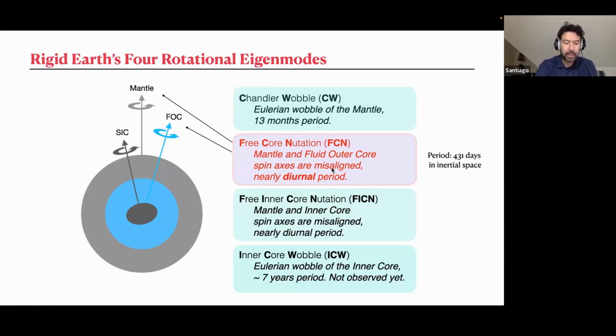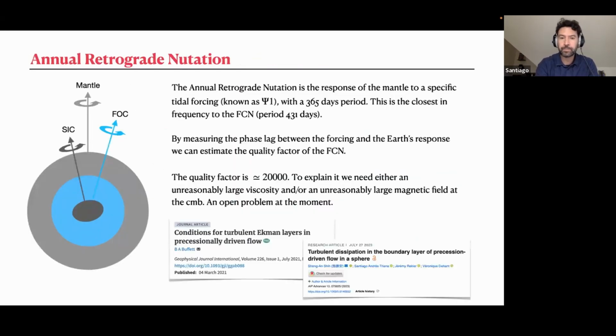So that's the closest. And so there is the possibility that the FCN becomes amplified resonantly because of the forcing of this tidal force. And if you measure the time lag, the phase lag between the forcing and the response of the Earth, then you can have an estimation of the quality factor of that resonant mode. And it turns out that the quality factor is about 20,000. And so far, we have not obtained a good explanation of why this quality factor is so high.